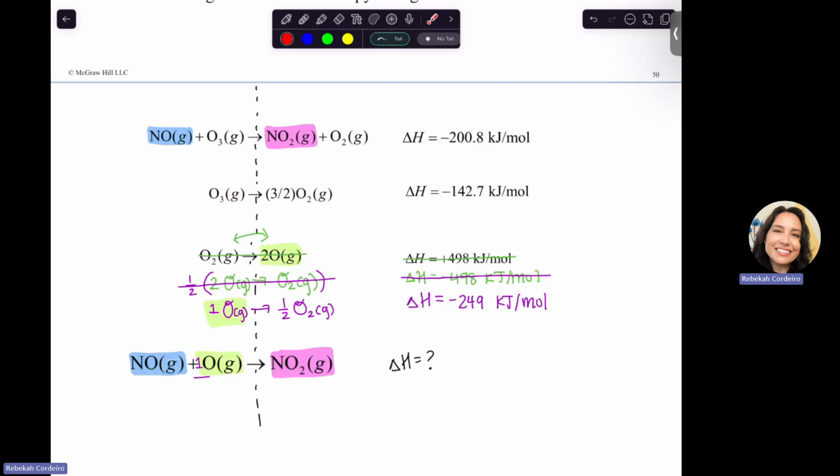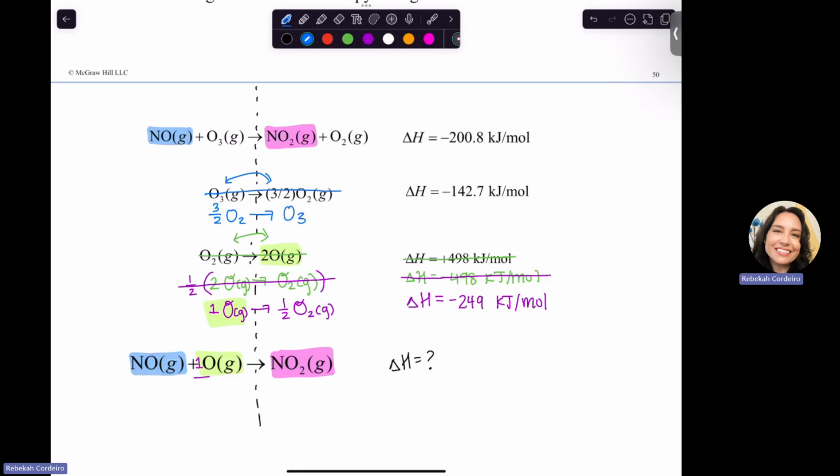So let's think about how we're going to get rid of this O3. First of all, the O3 right now is on the left side, both of them. So if I were to just add all these up, I would have 2 O3s at the bottom. I don't want that. So I need to get rid of this O3, but I don't want to flip this one because this one is in the right place. So I'm going to flip the second reaction. So we're going to flip this one to get 3/2 O2 and O3.